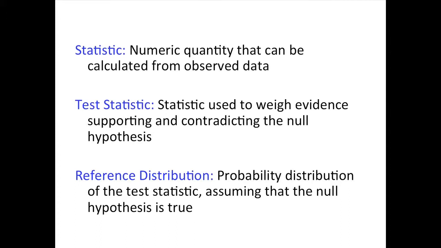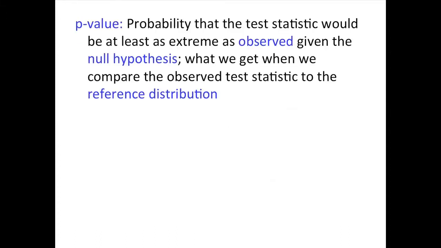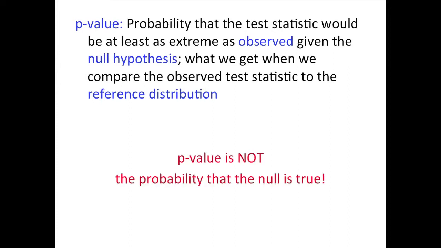And here's a lot of words, but you've already seen how to do this using the histograms. The p-value is the probability that the test statistic would be at least as extreme as actually observed when the null hypothesis is true. It's what we get when we compare the test statistic to its reference distribution. We'll come back to this, but note that the p-value is not the probability that the null hypothesis is true. Again, sometimes it's easiest to think about the p-value in terms of what it's not. The p-value is not the probability that the null hypothesis is true.